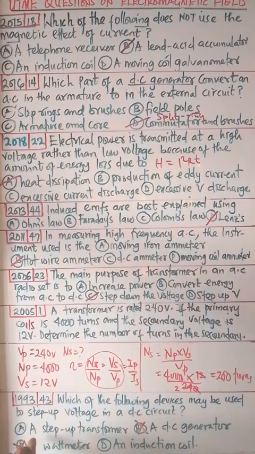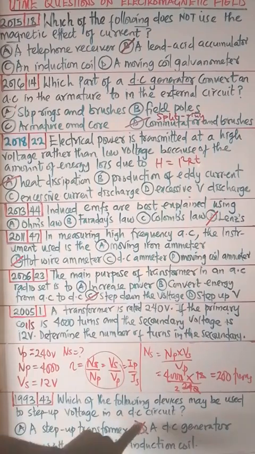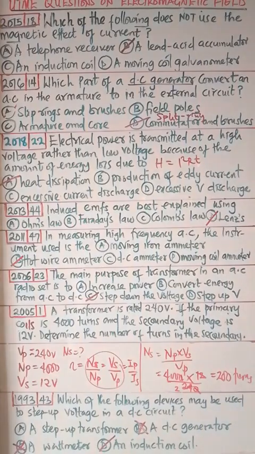Although you might say step up transformer can be used to step up voltage, yes, we can use a step up transformer to step up voltage, but it can only step up AC voltage, not DC. So induction coil can be used to step up a DC voltage, not AC. Let's say direct current. So the answer is induction coil. D is the correct answer.